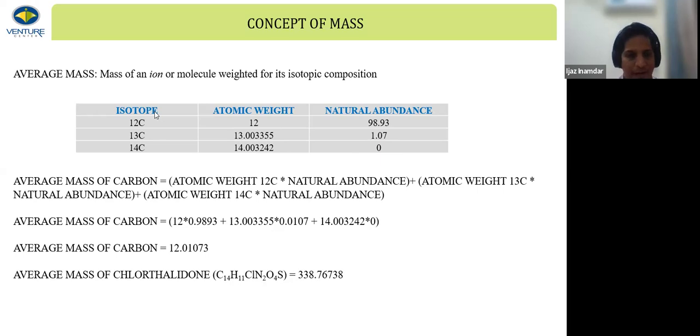So let's start with carbon. Carbon has three isotopes, theoretically: C12, C13, and C14. The atomic weight of C12 is 12, and the natural abundance is this. So this is the given information. Now let us talk about the average mass of carbon. To calculate it, I take a weighted average: 12 multiplied by its abundance, plus 13 multiplied by its abundance, plus 14 multiplied by its natural abundance. So I get an average mass of carbon. This is an example I've taken. If I use this concept to calculate the mass of this particular drug, it comes to around 338.7673. But this is the concept of average mass.